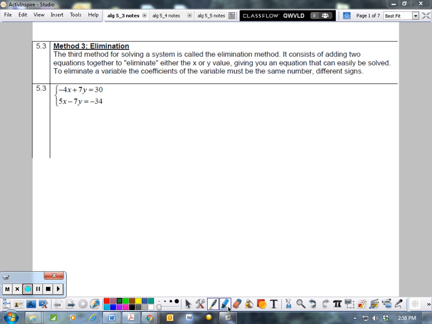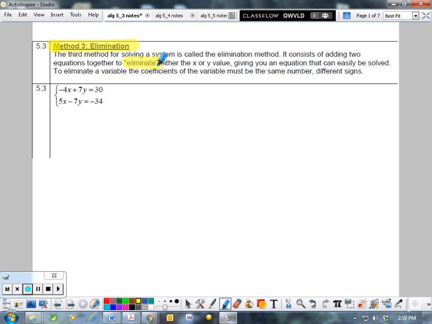Okay, our last method for solving systems is the elimination method. So method 3, elimination. This is best set up when you have both your x terms first, both your y terms first, your equals lining up, and then your constants lining up. It's called the elimination method because it consists of adding two equations together to eliminate either the x variable or the y variable, giving you an equation that can then easily be solved because then you only have an x or you only have a y.